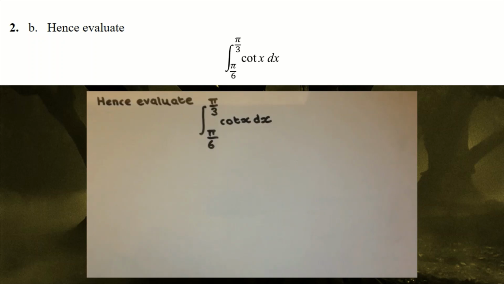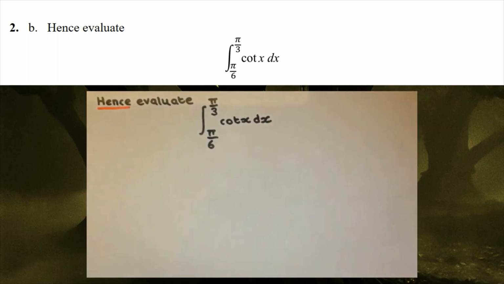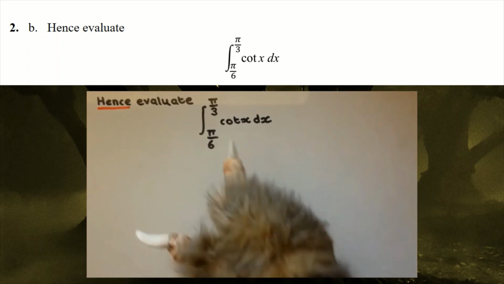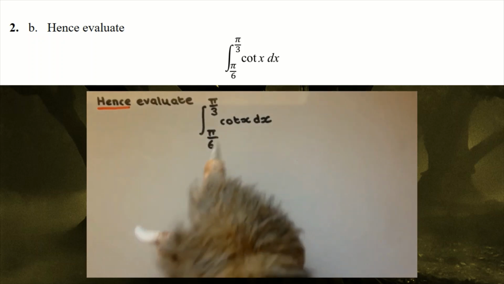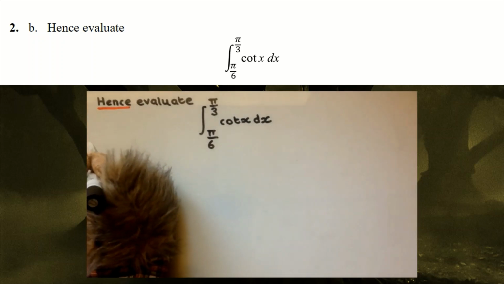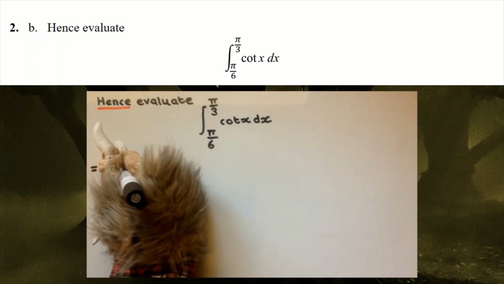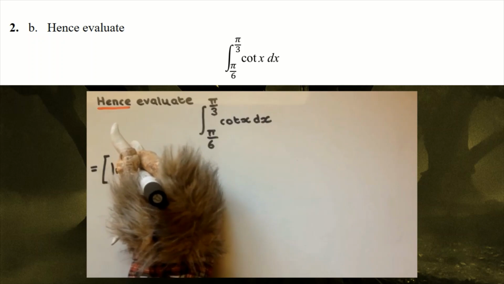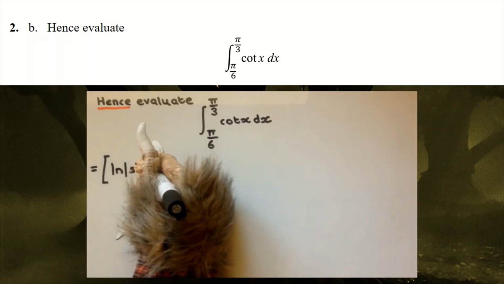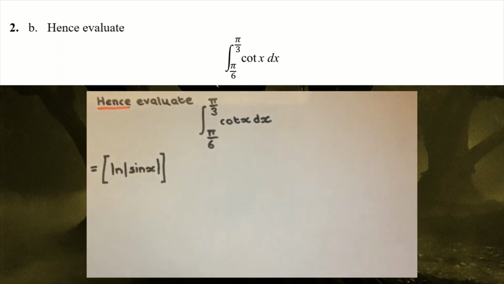That is really important. If it says hence, then yes, follow the instructions. Don't start from scratch and do something else. It's completely unnecessary. So hence, yes, we are going to follow through with this. Antiderivative time, so we can rewrite this with limits on the right hand side. Let's do that over here. So this is equal to, big square brackets, the natural log of the modulus of sine x, like so. Close the modulus, of course, and evaluate it between.